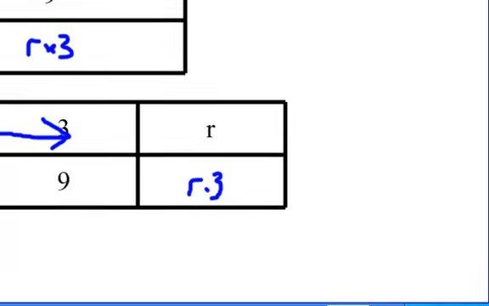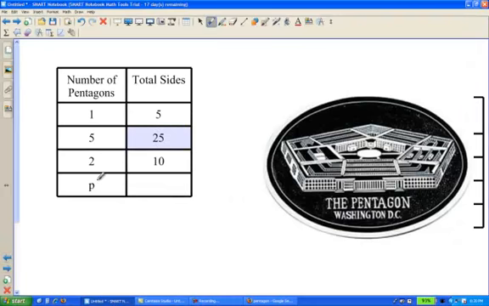Let's look at another example here. So this is number of pentagons. A pentagon is a 5-sided shape, in case you didn't know. So if I have 1 going into 5, well, that would be plus 4 or times 5. Let's see, 2 plus 4, that doesn't equal 10, but 2 times 5 does. 5 times 5 equals 25.